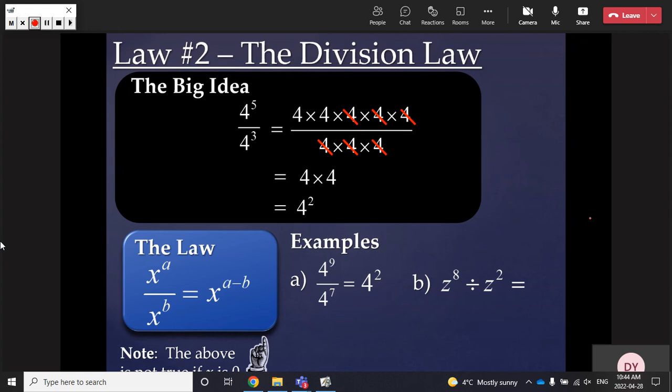So we have z to the power of 8 divided by z to the power of 2. Anyone have an answer? Yes? Genius. Z to the power of 6, I agree. Now how about this one?